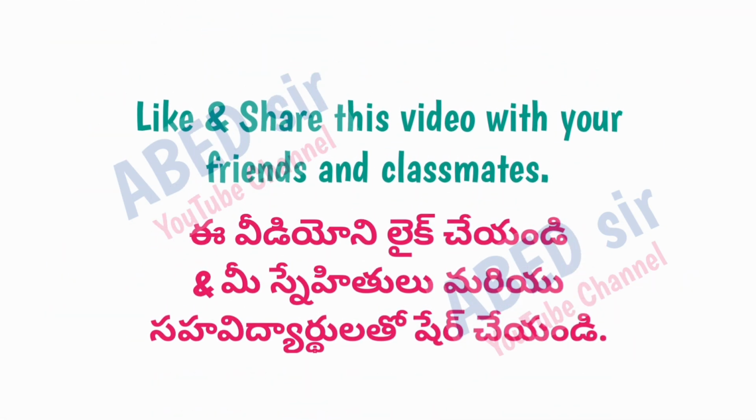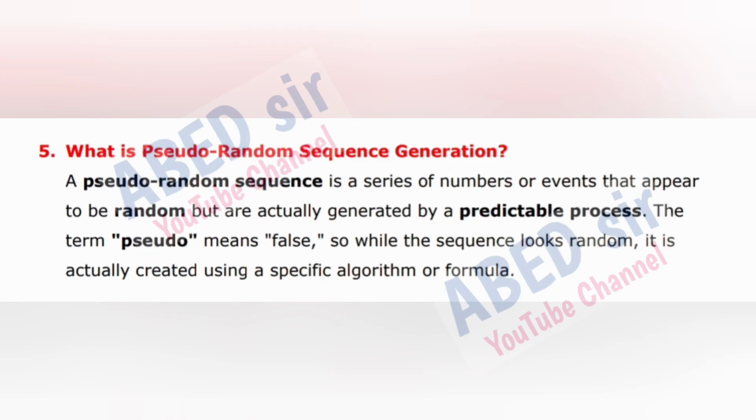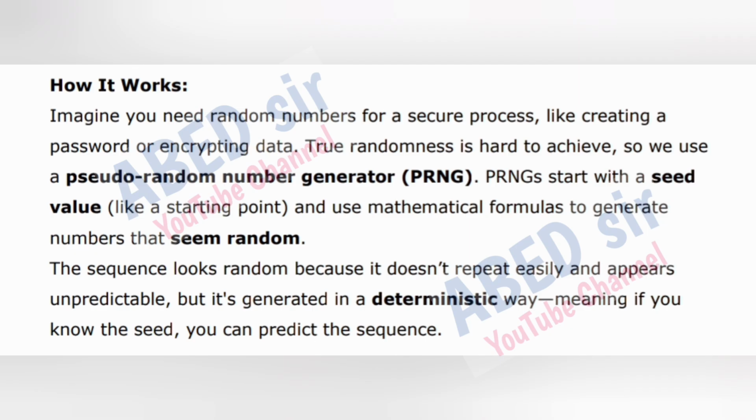Next important long question is 5. What is pseudo-random sequence generation? A pseudo-random sequence is a series of numbers or events that appear to be random but are actually generated by a predictable process. The term pseudo means false, so while the sequence looks random, it is actually created using a specific algorithm or formula. How it works?